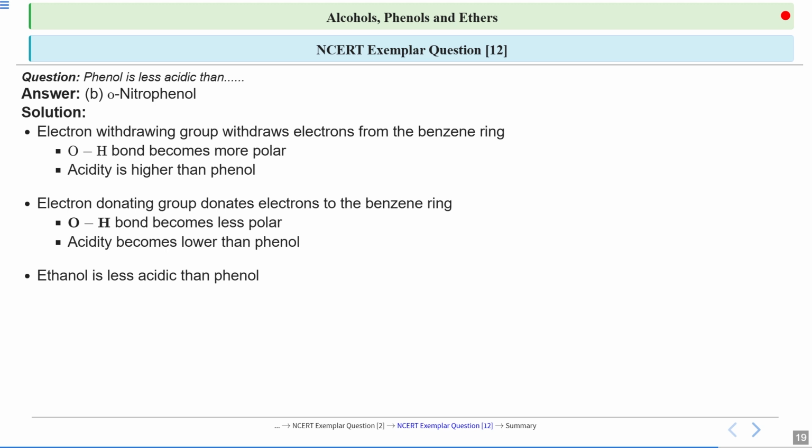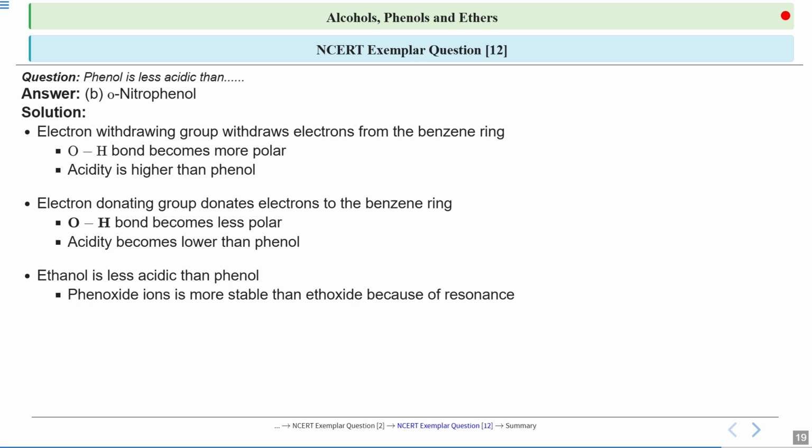Ethanol is less acidic than phenol. Why is it so? Because in the phenol, the phenoxide ion is more stable than the ethoxide ion because of the resonance present in the benzene ring, shown by the benzene ring in the phenol.